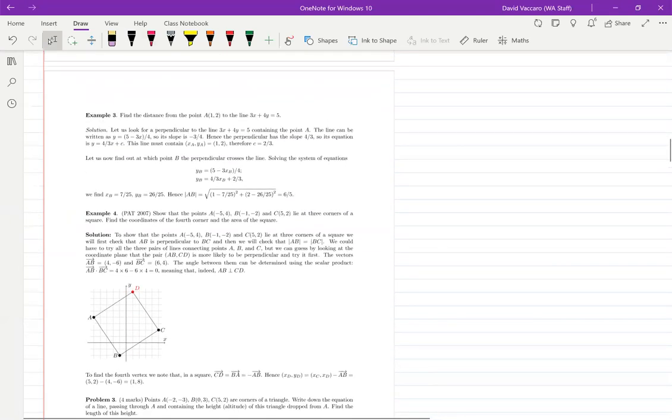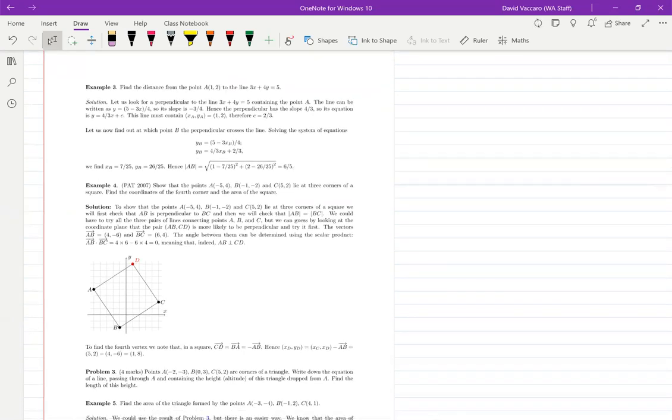Okay, let's move on to a later example. So this is actually one of the worked examples. I'm going to have a look at example number 4.